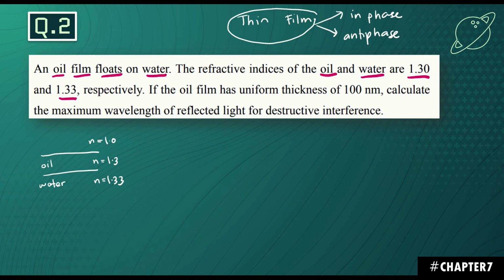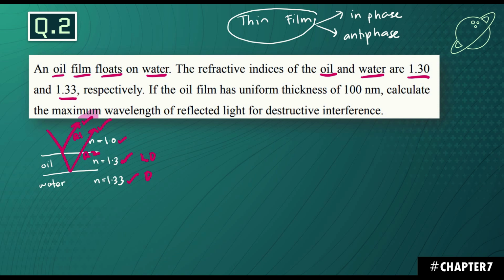For this case, the first reflected ray is going from less dense to denser, so this one has phase change. We just tick here, meaning it has phase change. The second ray goes from n equal to 1.3 to 1.33, so again it is from less dense to denser for the second part. So again, we have phase change. This is ray number 1, ray number 2.